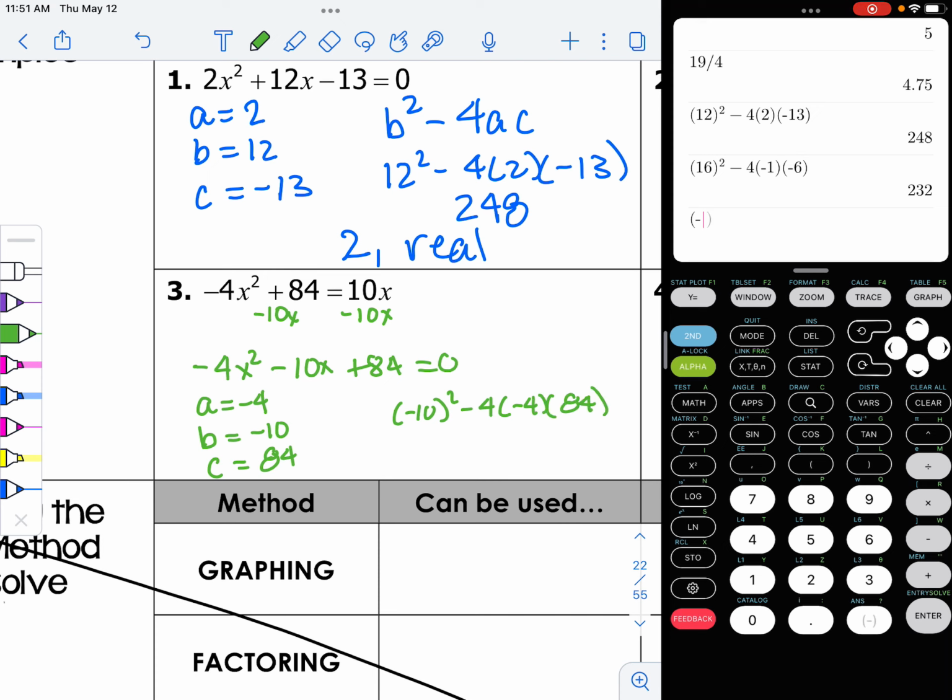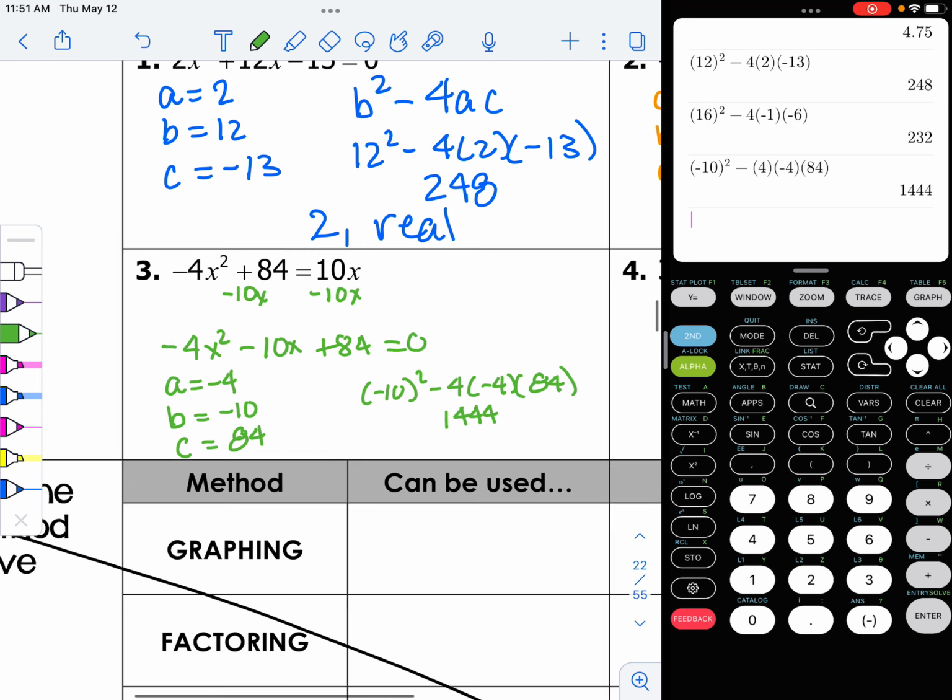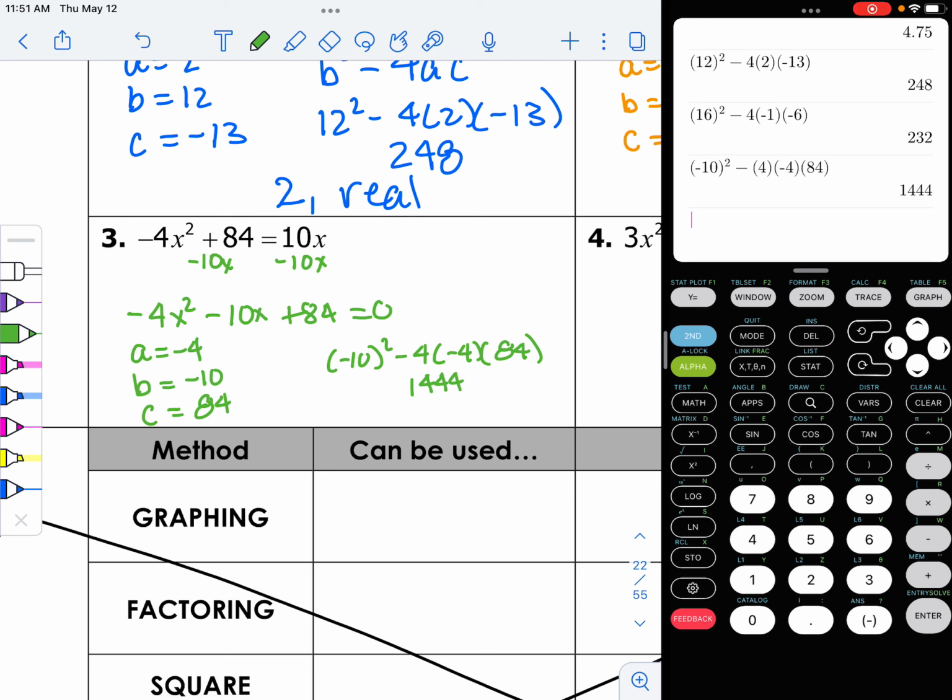Go to my calculator. Again, please make sure you are sticking stuff inside parentheses so you don't accidentally make a mistake. Use those parentheses. That's what it's for. I get out 1,444, which again is positive. It is going to give me two real solutions.